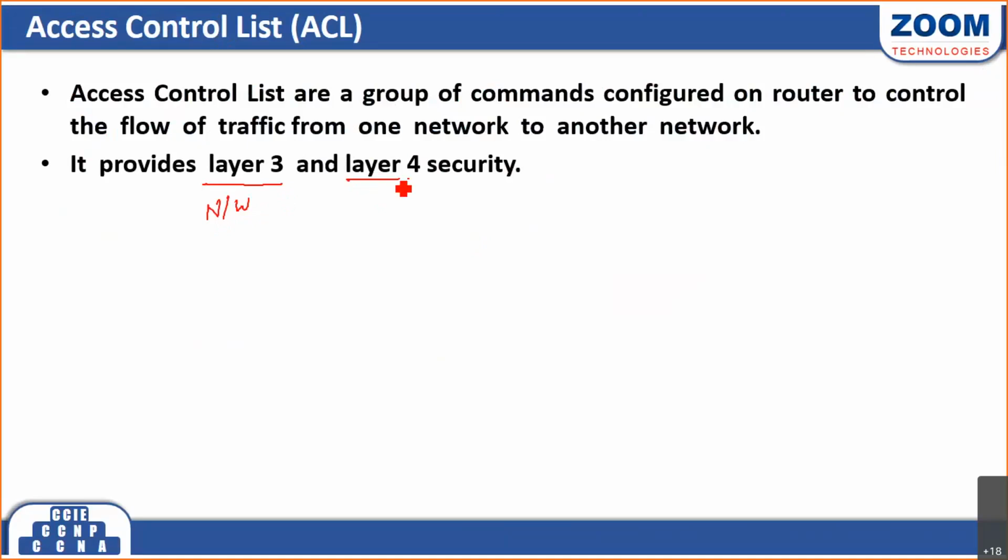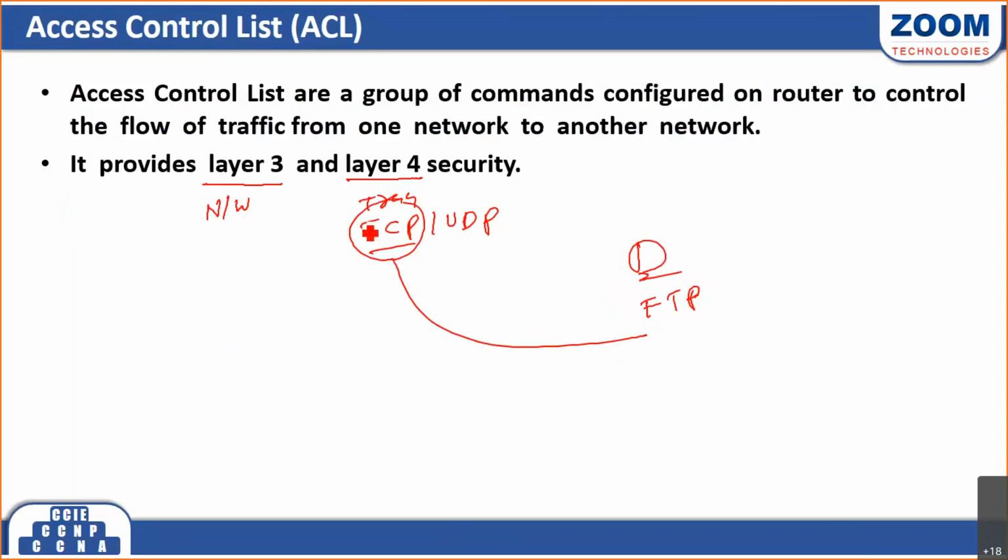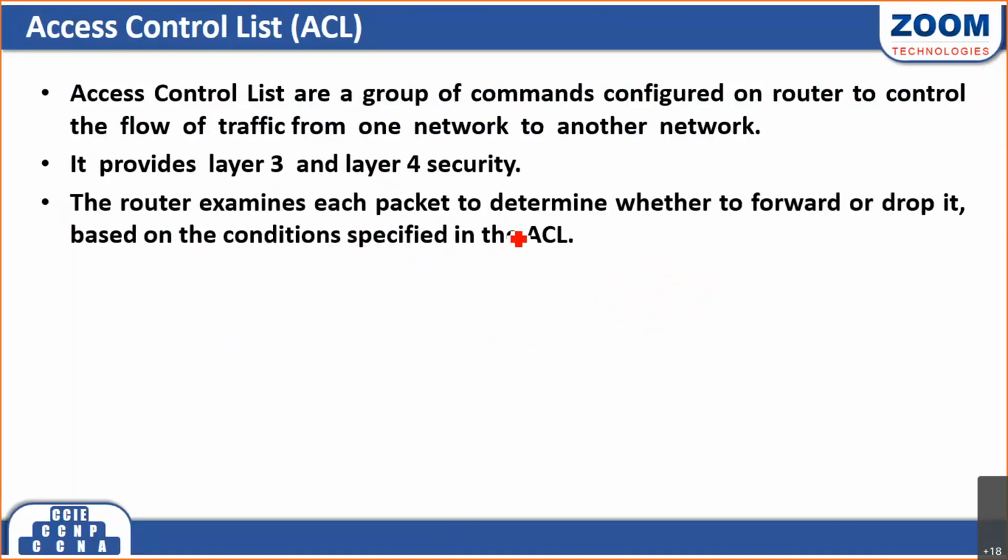Layer 4 security means what? Transport layer. Transport layer protocols are what? TCP, UDP. So for so-and-so user, say you want to block the FTP service, so the FTP server should not communicate. That comes under TCP. So what are the TCP services that can be blocked or permitted? And UDP services also. Based upon the service, some services are permitted, some are blocked. So the router examines each packet to determine whether to forward it or drop it based upon conditions specified in the ACL.